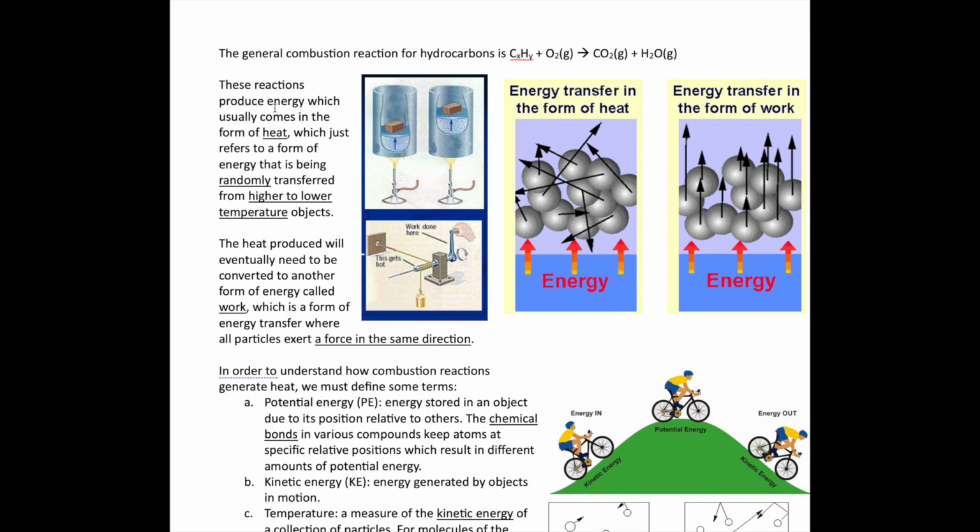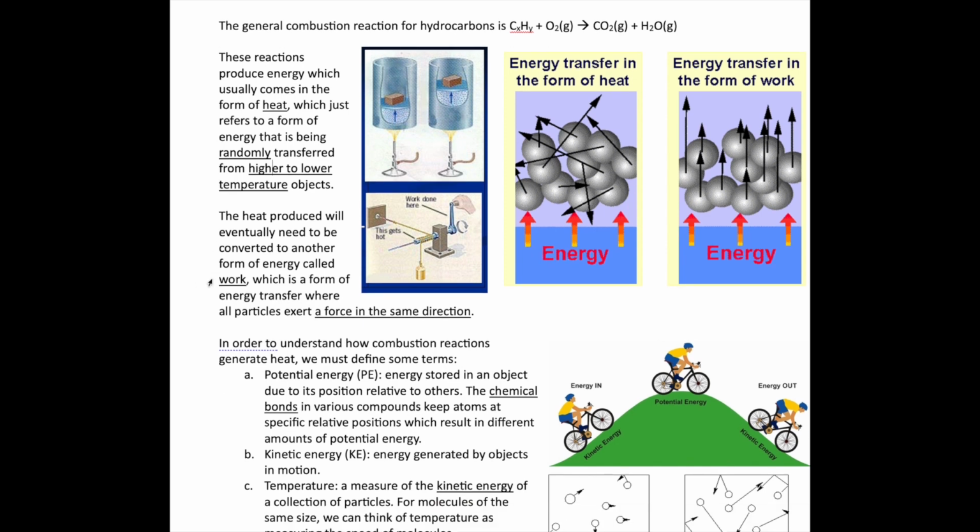The combustion reactions produce energy, which comes in the form of heat, and heat has a special meaning in chemistry. It refers to a form of energy that's being randomly transferred from an object that is at higher temperature to an object that is at lower temperature. Heat never goes the other way, from low to high temperature. It always goes from high to low temperature, as you are aware from your own experience. Now, what's important to us is the heat gets converted to another form of energy that we call work. Work has a very special meaning. It's the form of energy transfer where all particles exert a force in the same direction.